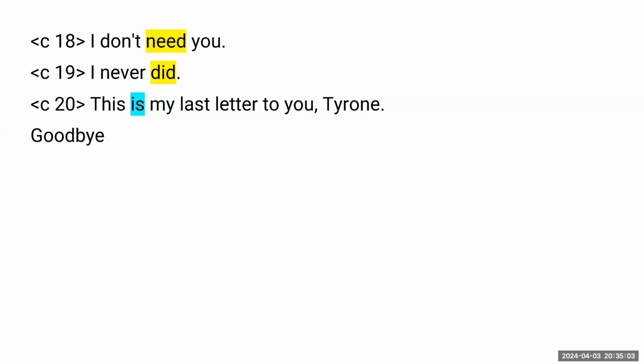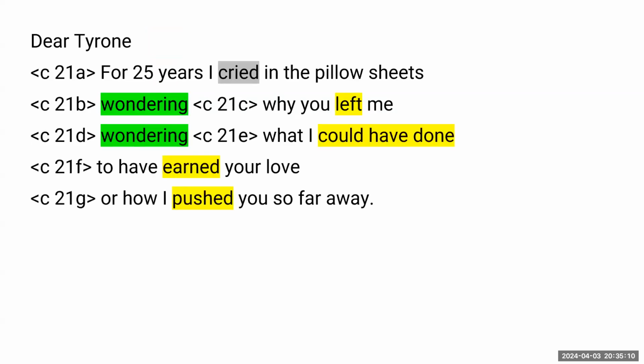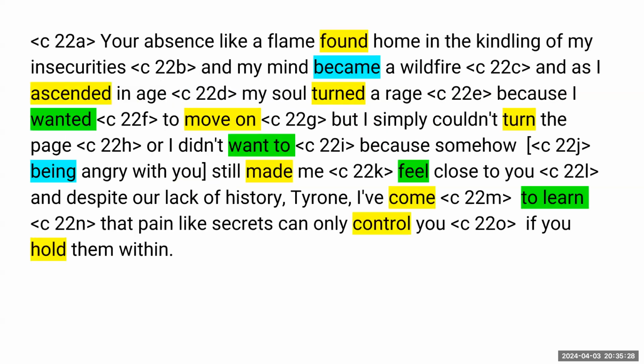Need you, did, I never did, because it refers back to need. This is my last letter, verb to be. Wondering, mental. The rest are very obviously material. Cried in the pillow sheets. I took it as verbal. Found home, became a wildfire, verb to be, being angry.